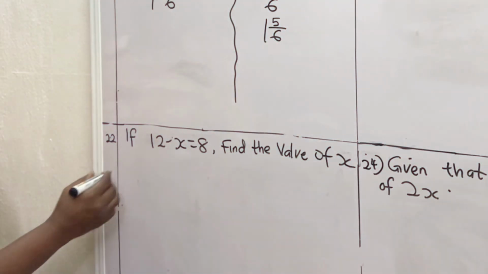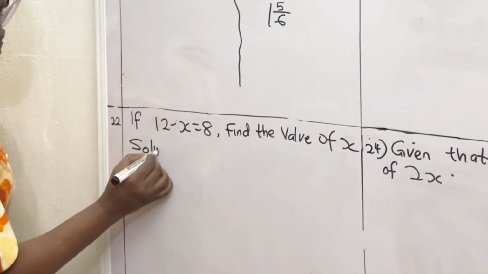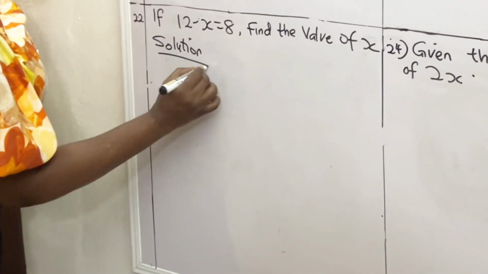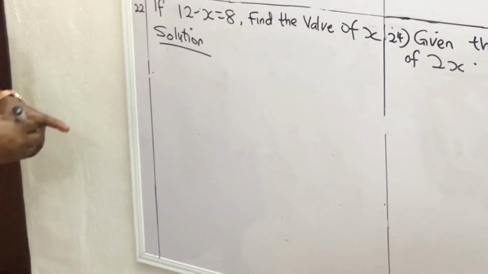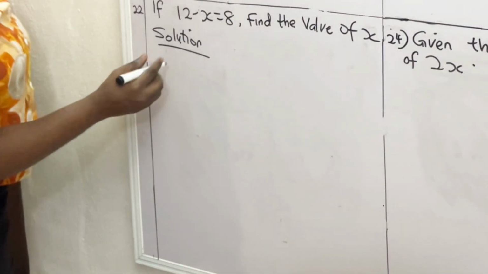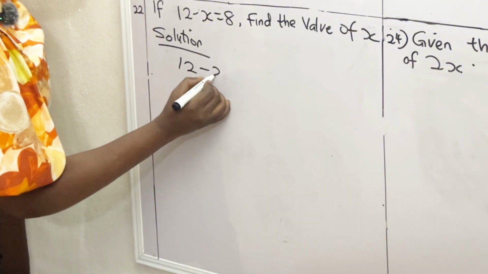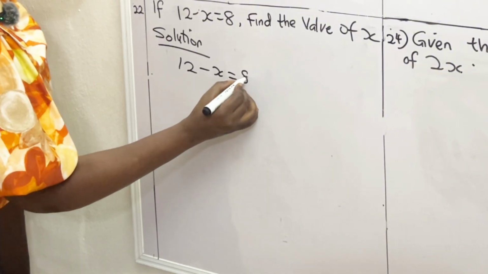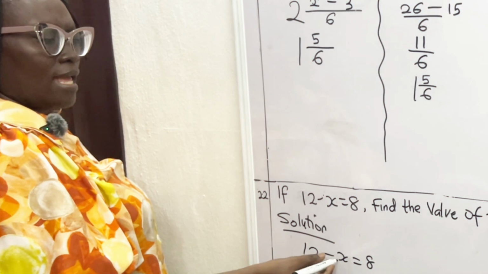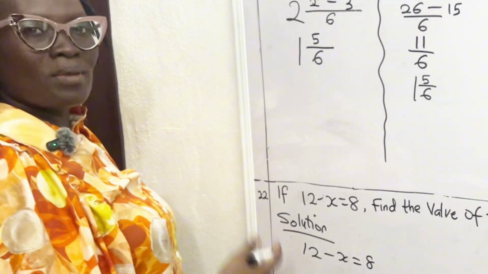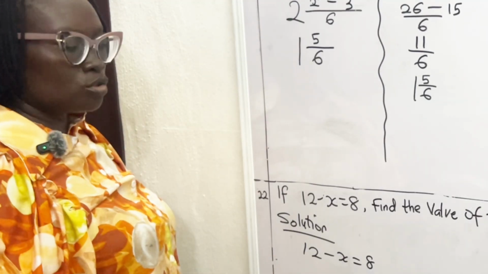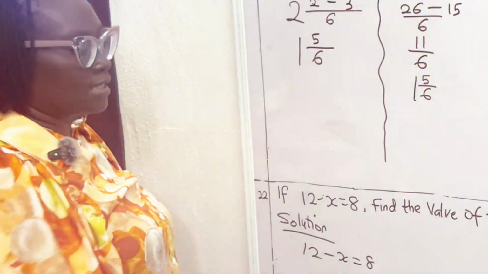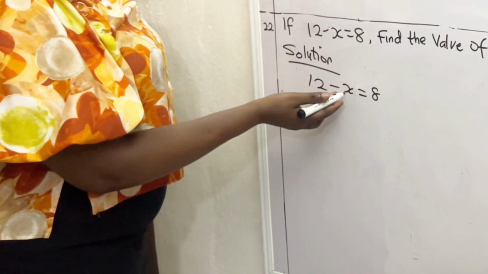Next question, question 22. It says, if 12 minus x is 8, find the value of x. So you will write the question, 12 minus x is 8. Now, x is an unknown, okay? It could be any number. We don't know the number. So it could be x, y, or whatever it is. So in this case, it's x, and it is an unknown.